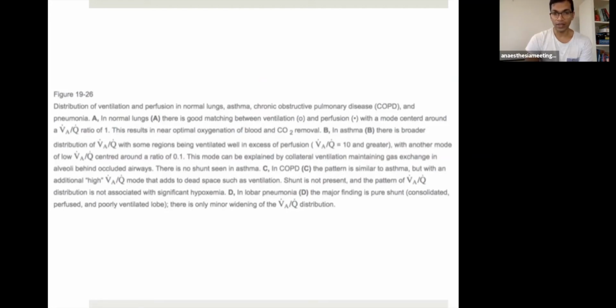In lobar pneumonia, the major finding is pure shunt, a consolidated, perfused, and poorly ventilated lobe. So there is only minor widening of the VQ distribution.